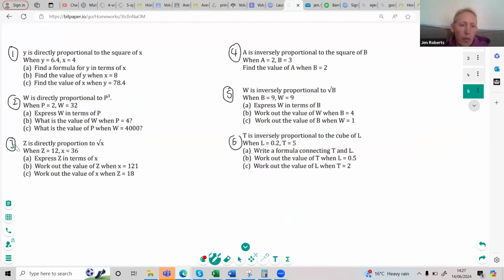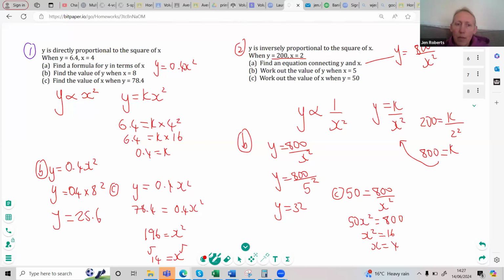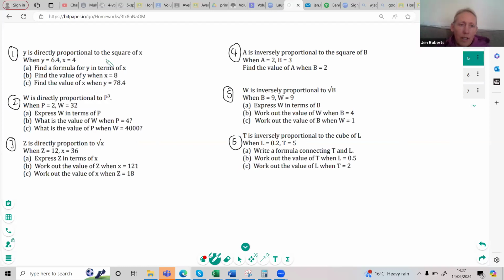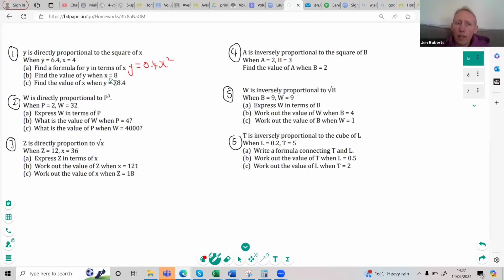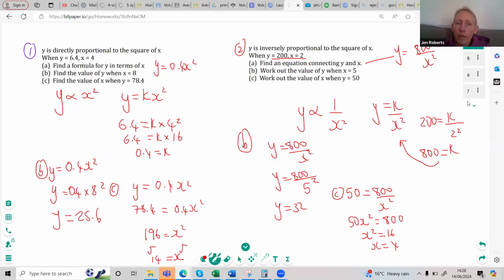Okay. Have a go at these questions. Unpause when you're finished, and I'll go through the answers. I've just noticed question 1 is exactly the same as the example. You should have got y equals 0.4x squared. B, y is 25.6. And C, x is 14.